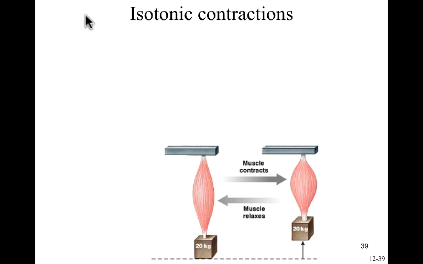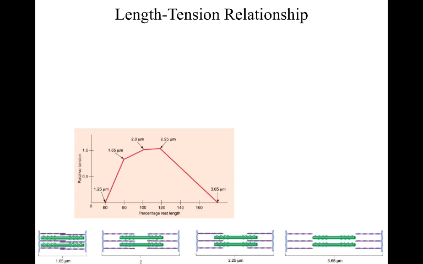Afterload refers to the load or resistance this muscle needs to overcome. So this load, this 20 kilogram, is called afterload. To measure isotonic contraction, we keep the afterload constant, and we're going to contract the muscle, and we measure the shortening of the muscle.